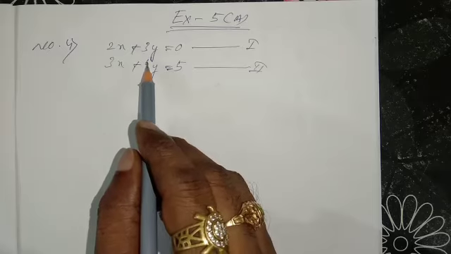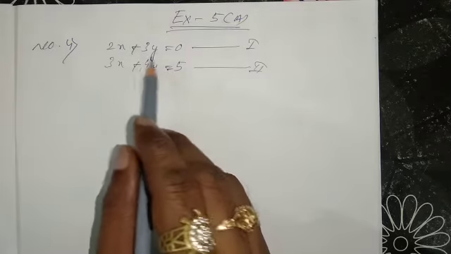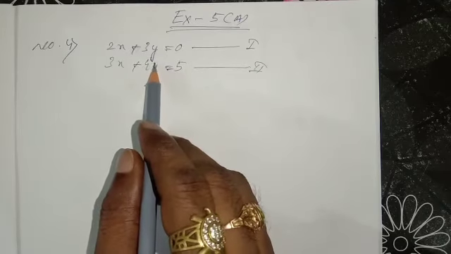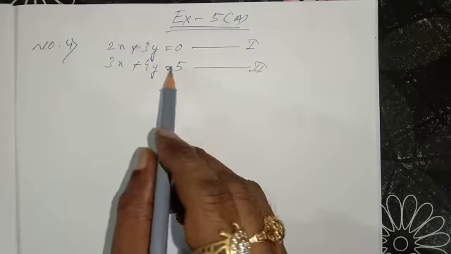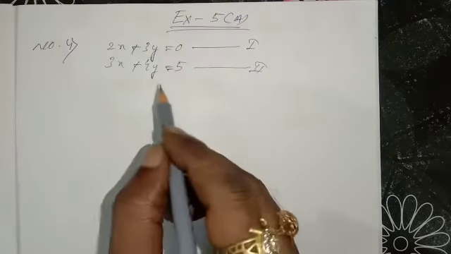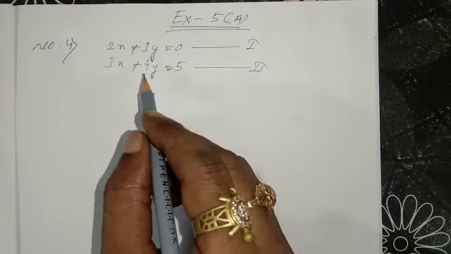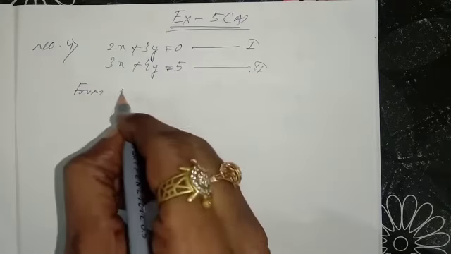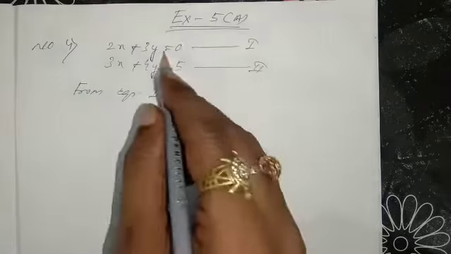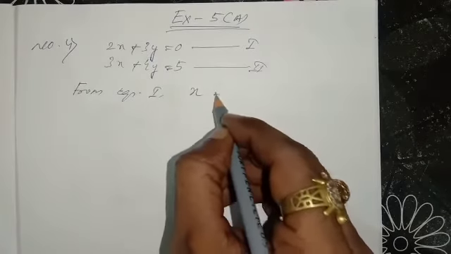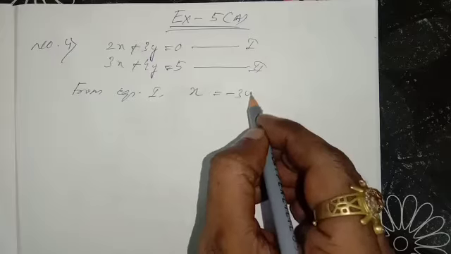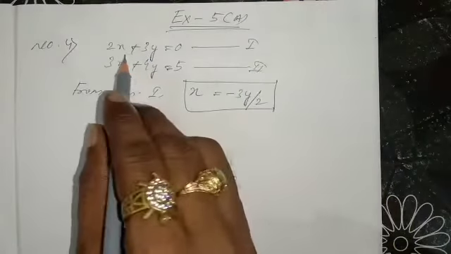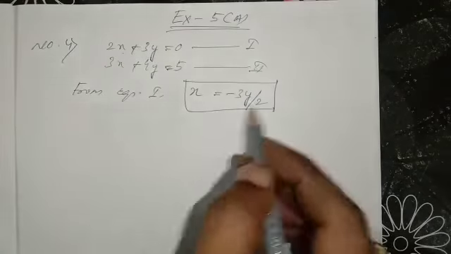In this question, two equations are given, and you have to solve for x and y using the substitution method or the elimination method. I am doing this question by the substitution method. From equation 1, I can find the value of x, that will be minus 3y by 2.